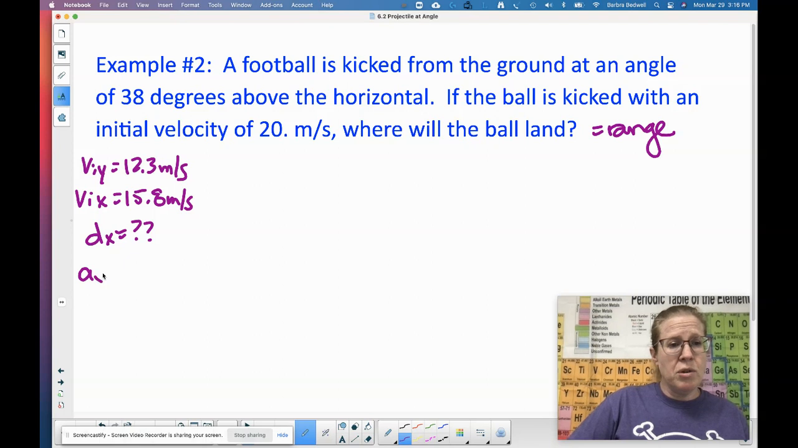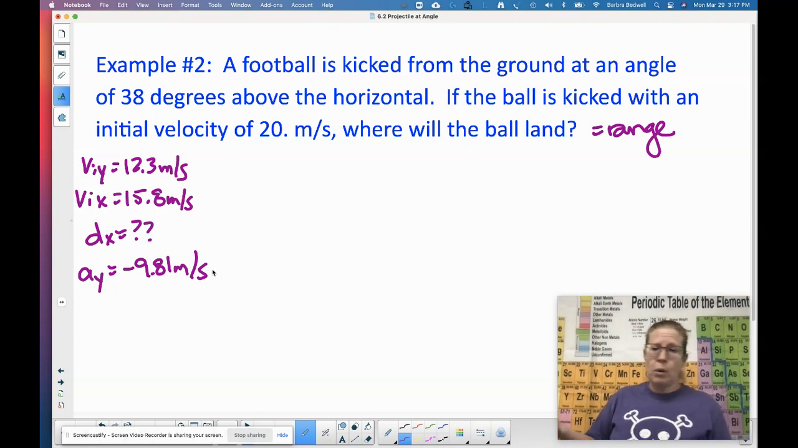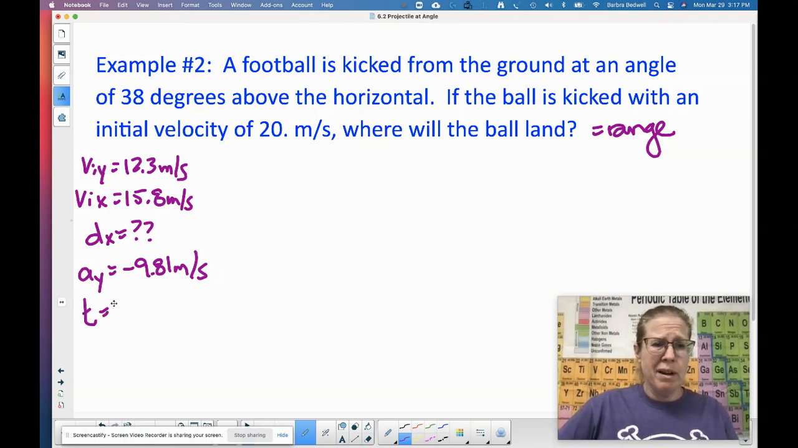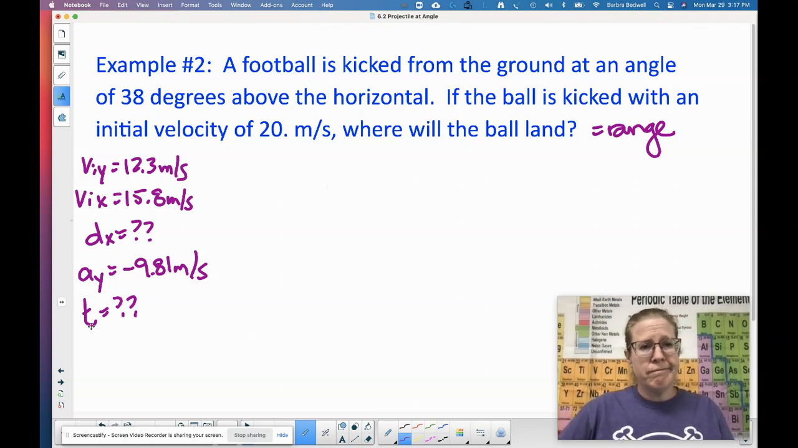So acceleration in the y is equal to negative 9.81 meters per second squared. We don't know time. We don't know height. We don't know final velocity. We could do final velocity. We're going to need to find time. You know we are, because that's always going to be what our problem is. So what can we do vertically?